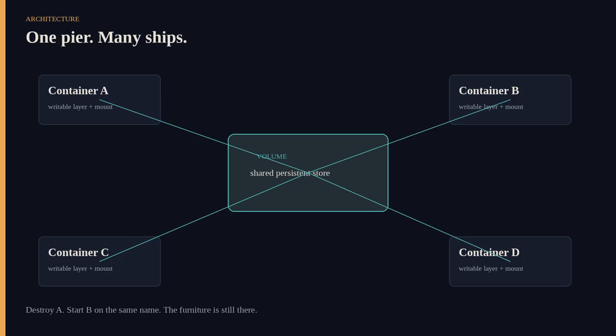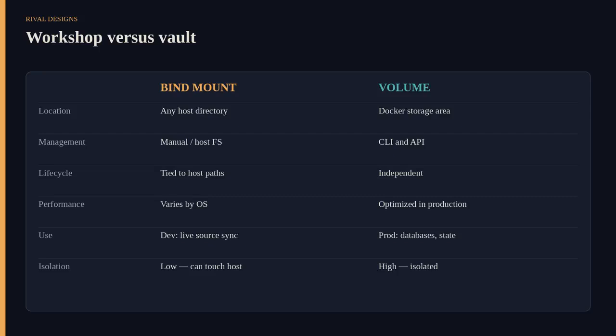The next tension is that this is not the only way to attach storage, and the rival designs have very different personalities. Two ideas compete for the same job. Put host storage into a container. One is the bind mount, the other is the Docker volume. They look similar from inside the process. They are not similar as systems.